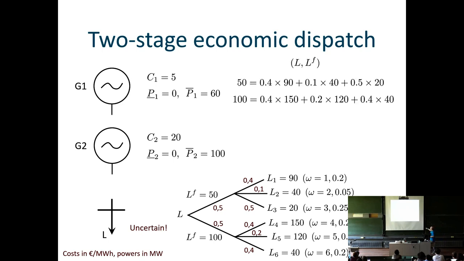Okay, this is what I just said. We have the joint distribution, and if you do the math, the 50, the forecast, is equal to the weighted average of the first three scenarios, and the 100 is the average of the three other scenarios. I'm insisting on this because otherwise, it could be that I'm introducing an artificial bias to get my results that you're going to see here. Here, our forecasts are unbiased, as they should be.